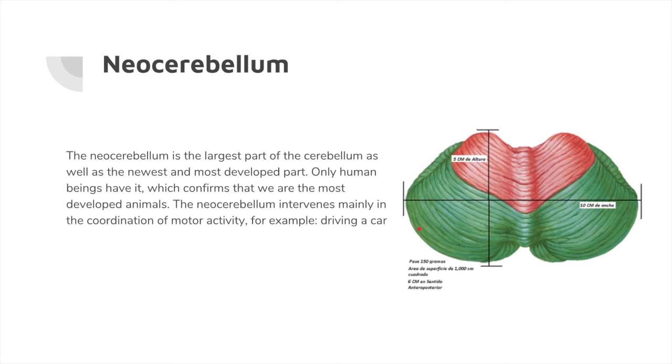I'm going to put a little emphasis on the neocerebellum because it's an important structure. It's the largest part of the cerebellum, as well as the newest and most developed part. Only humans have it, and this confirms that we are the most developed animals. The neocerebellum intervenes mainly in the coordination of motor activity, but not all motor activity, just the fine and more complex movements. For example, driving a car. This is something that animals can't do because they don't have a neocerebellum.